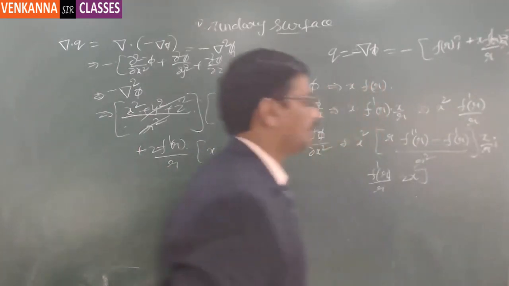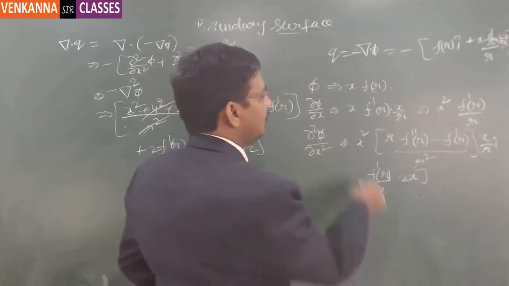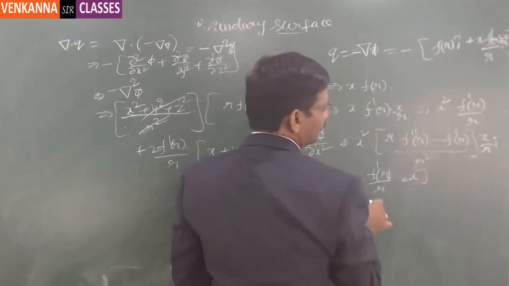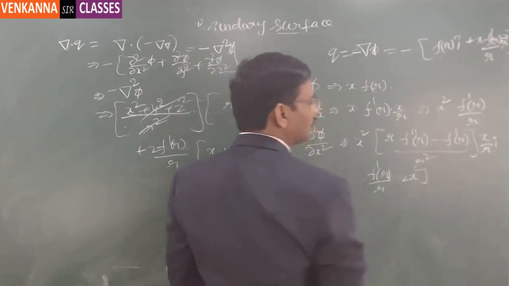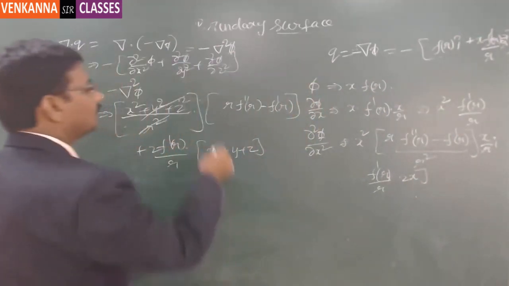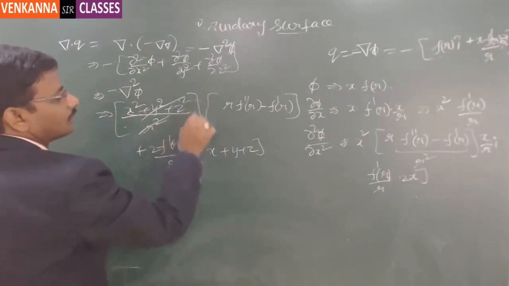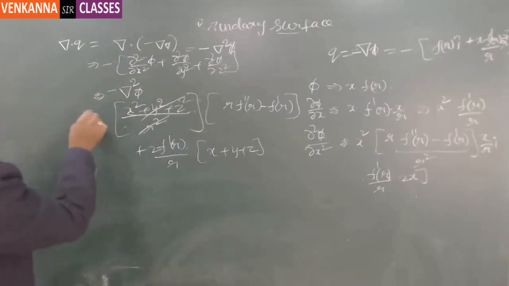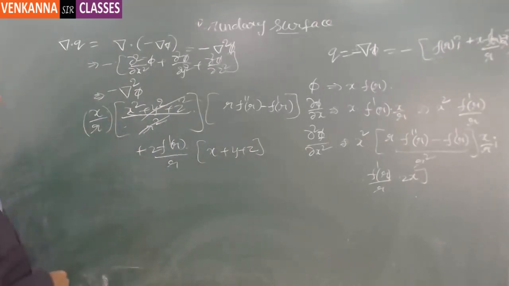Got it? Then plus f dash of r by r into the derivative of x, so with respect to x, that is 2x. Now here in all the places there will be one x by r also. So x by r, right? I'll just rewrite this.